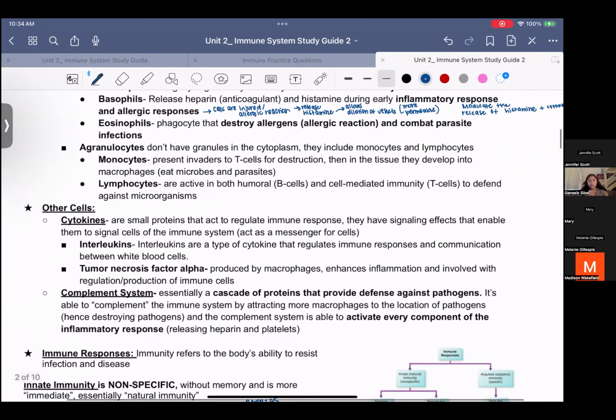Eosinophils, they destroy allergens. So if you're having an allergic reaction, and they combat parasite infections. The way I just remember this one, if you remember the immunoglobulins, like IgA, IgE also is talking about parasites. She won't ask you this, but again, I think it's just helpful to know.